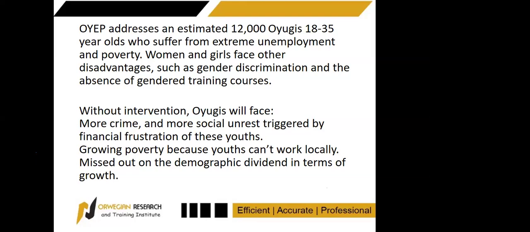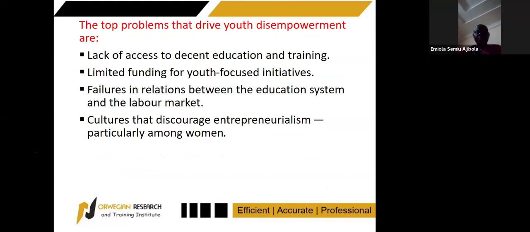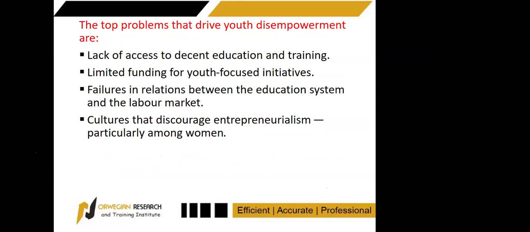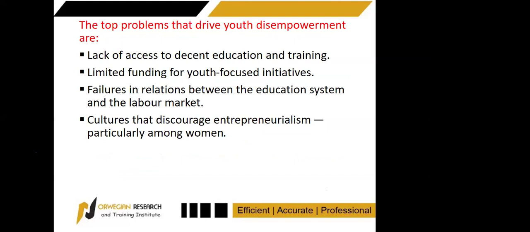Trying to analyze what are the causes why this particular kind of pathetic situation. So now top problems that drive youth disempowerment, these are now the root cause: lack of access to decent education and training, limited fund for youth focused initiatives, failures in relation between the education system and the labor market, and then the culture that discourage entrepreneurship, and particularly among the women. Now, these are the root cause of this particular problem. And when we are going to design our objectives, when we are going to design our program, we'll make this our priority. Because when these are going to be our priority, then this problem can be solved.